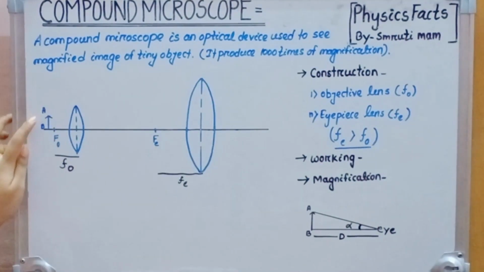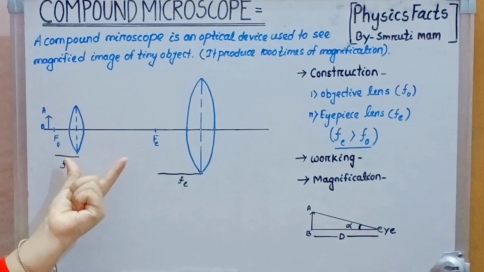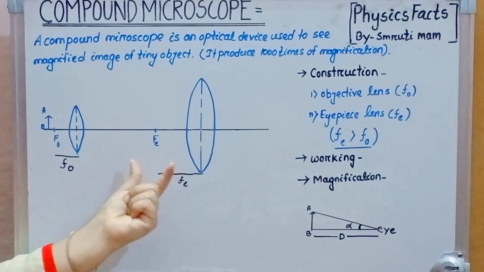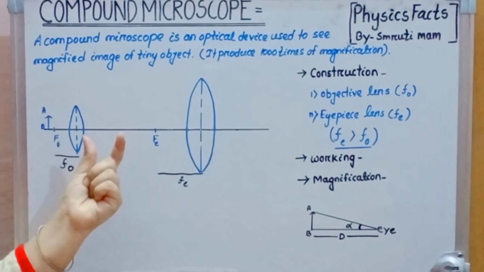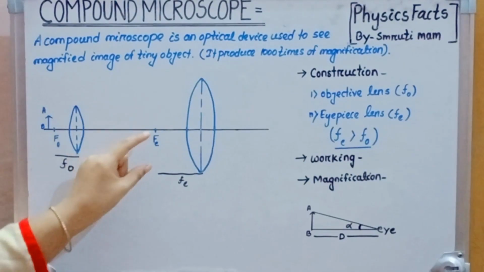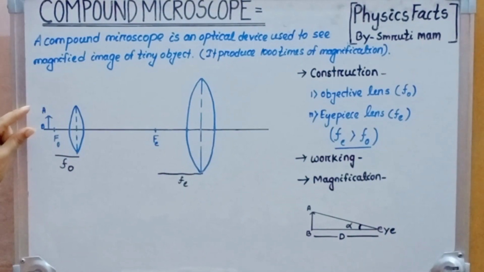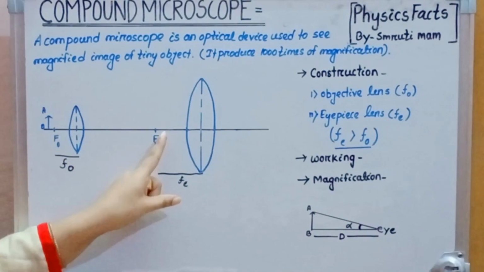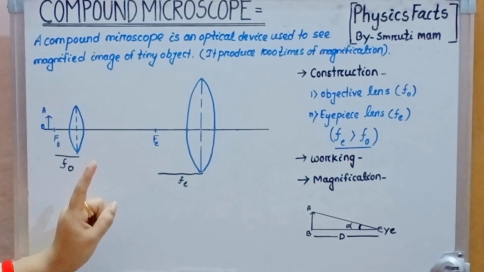Let's take an object AB beyond the focus of the objective lens. Consider that AB is a tiny object placed above the principal axis. The separation between the objective lens and the eyepiece lens is adjusted in such a way that the image of this tiny object is produced within the focus of the eyepiece lens.